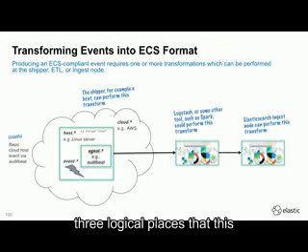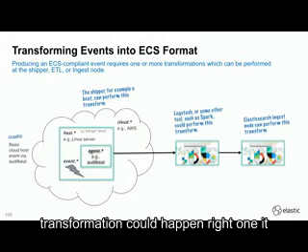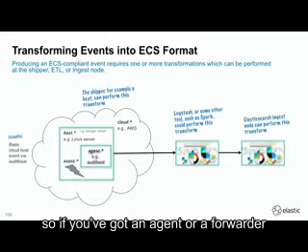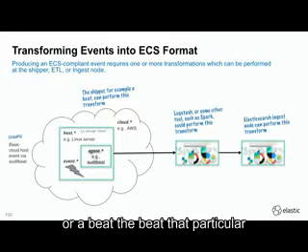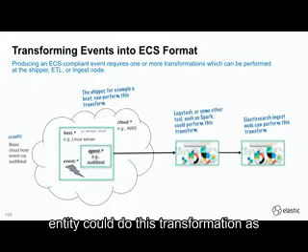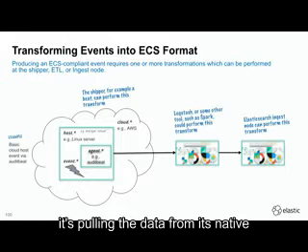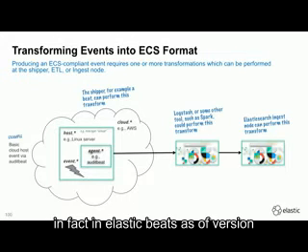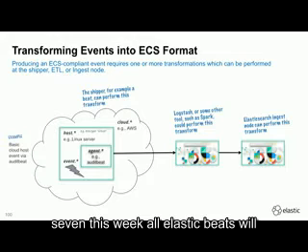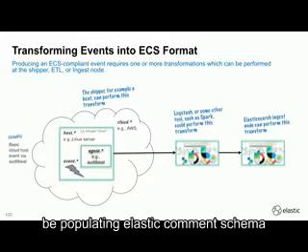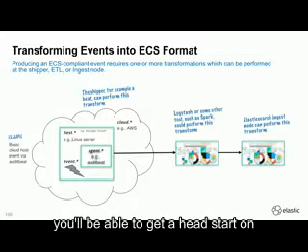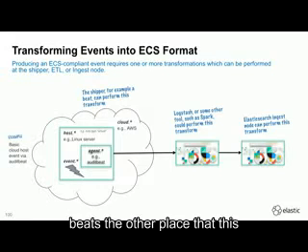And so there's kind of 3 logical places that this transformation could happen, right? 1, it could be done by the data shipper itself. So if you've got an agent or a forwarder or a beat, that particular entity could do this transformation as it's pulling the data from its native source. Makes sense. And in fact, in Elastic Beats, as of version 7 this week, all Elastic Beats will be populating Elastic Common Schema fields, which is a great thing because you'll be able to get a head start on this if you're actually using Elastic Beats.